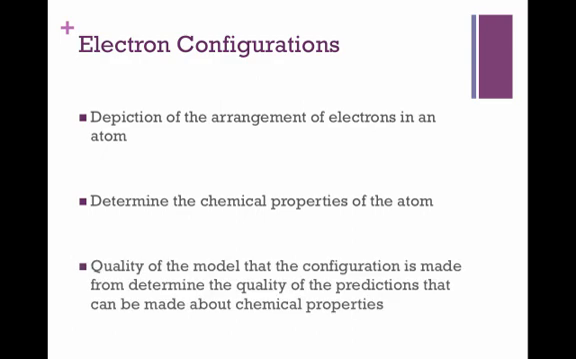Finally, and we talked about this very briefly in the beginning, the quality of the model that your configuration is made with determines the quality of the predictions that you can make. The Bohr model was one of the better models to come along in its time, but it isn't the best model we have today. As a result, it can make certain chemical predictions about an atom, but there are other predictions it cannot make. We need a better, more refined model to understand that level of chemistry. As new models come along, that will refine our understanding of those chemical properties even further.